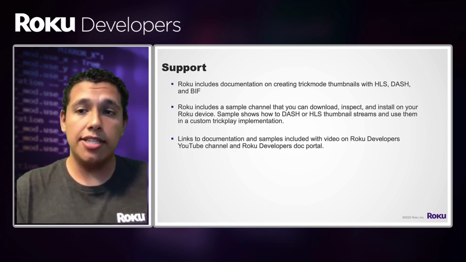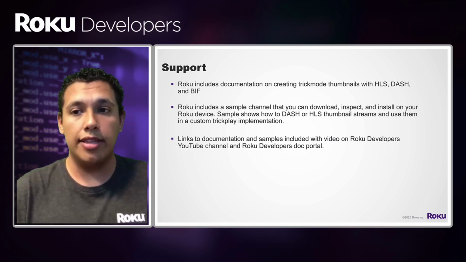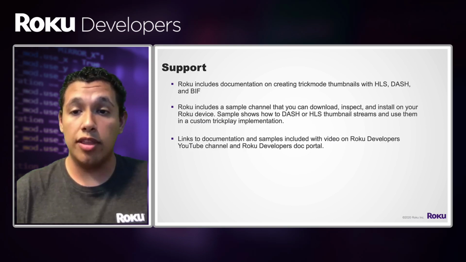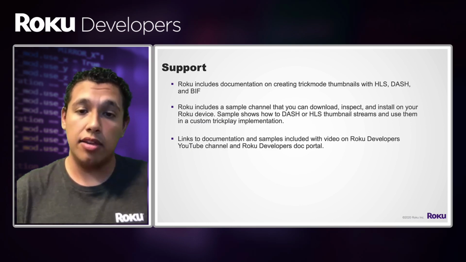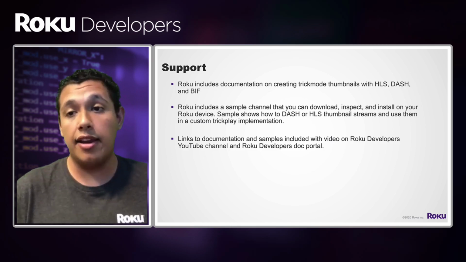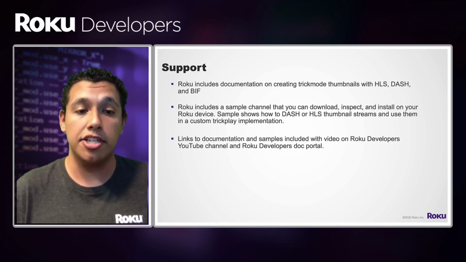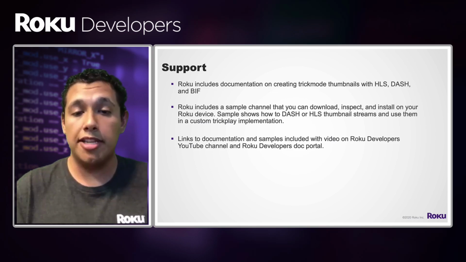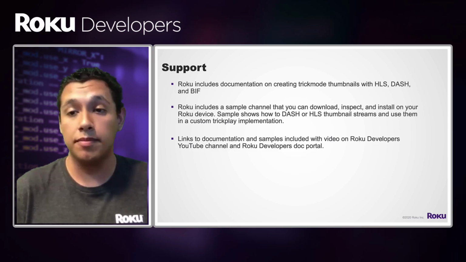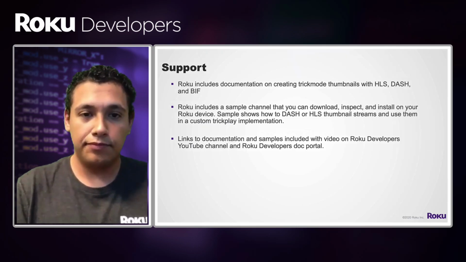We do have some support pages here that will help you along with how to create these and implement the thumbnails. We do have documentation on creating the thumbnails with HLS, DASH, and BIF. We do have a couple of sample channels that you could download and sideload into your own Rokus to test out, and it shows you essentially how to do it for both the standard and the custom UI implementations. And we do have links to our documentation and samples with the video on the Roku Developers YouTube channel and the Roku Developers doc portal. So you guys can take a look into that.